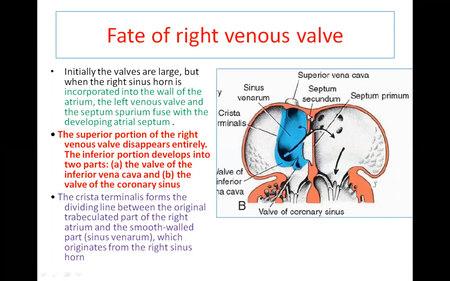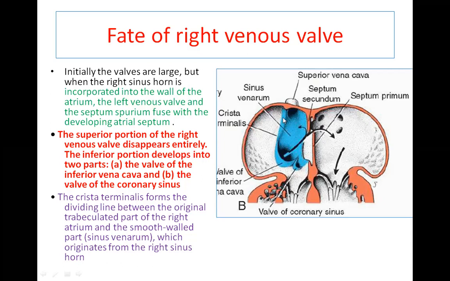Now, what is the fate of the right venous valve and the left venous valve? Okay, so initially valves are large, but when the right sinus horn is incorporated into the wall of the right atrium, the left venous valve and the septum spurium will fuse with the developing atrial septum. The superior portion of the right venous valve will disappear. So this one is the superior portion of the right venous valve, and the inferior portion will form the valve of the inferior vena cava and the valve of the coronary sinus.